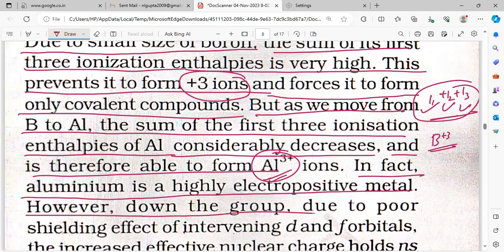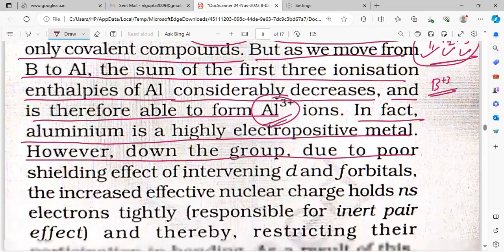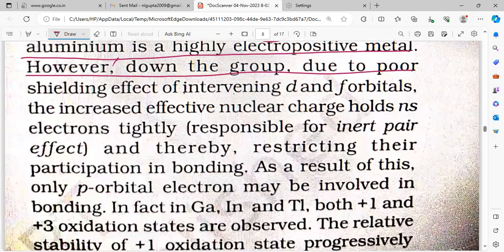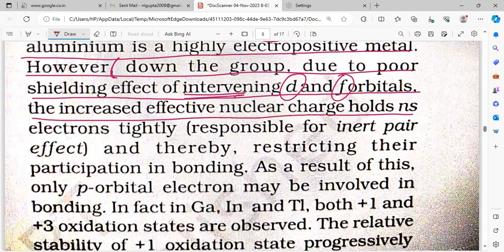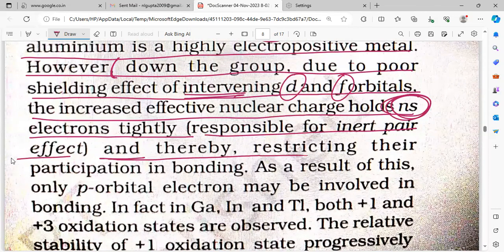However, down the group, what is happening? Important point: down the group, due to the poor shielding effect of the intervening d and f orbitals, the increase in effective nuclear charge holds the ns electrons tightly. These ns electrons are responsible for the inert pair effect, thereby restricting their participation in bonding.